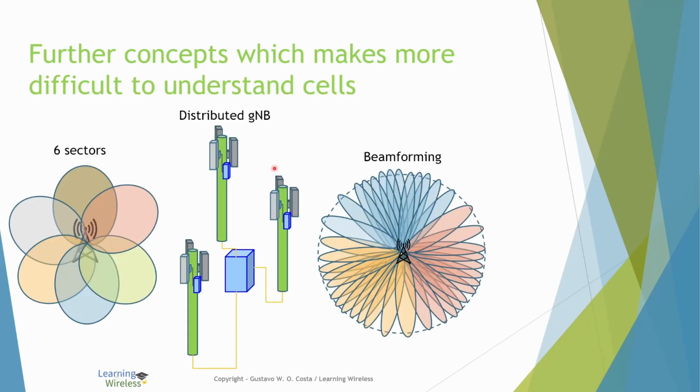There are also further concepts that make it more and more difficult to understand how cells work. We have not only three sectors; in locations where you need more capacity, you can have, for example, six sectors. And you also have cloud or centralized RAN architectures, where a single piece of equipment controls multiple cell towers.